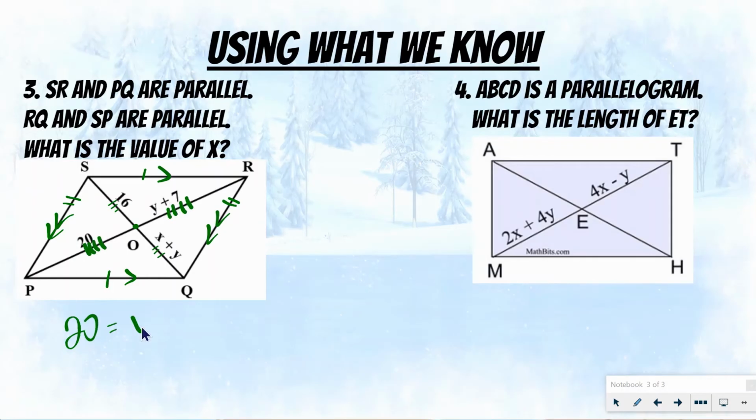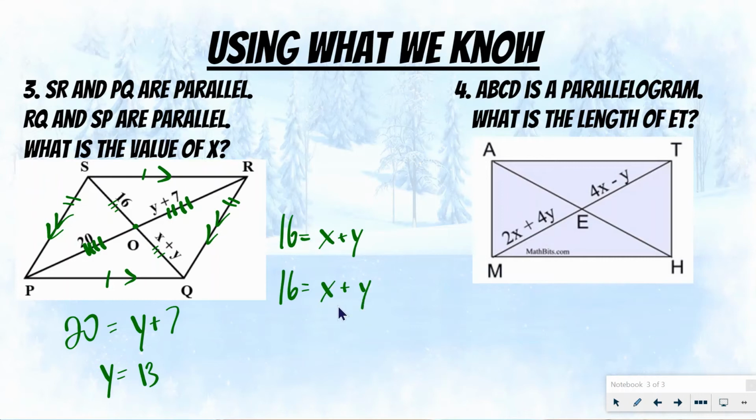20 equals 7 plus y. Really, that's how we're going to find our first variable. We can't really use this one. 16 equals x plus y. We don't know either of those, but this is going to help us find y. It's going to tell us that y is 13. And now we can take that value and plug it back in there to find that x is just 3.